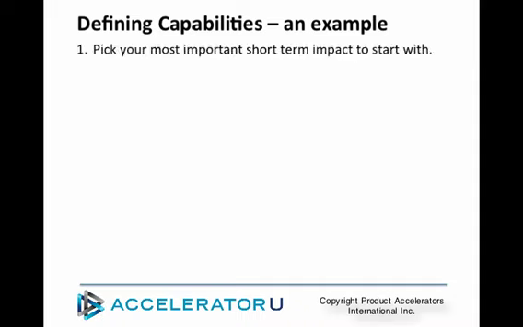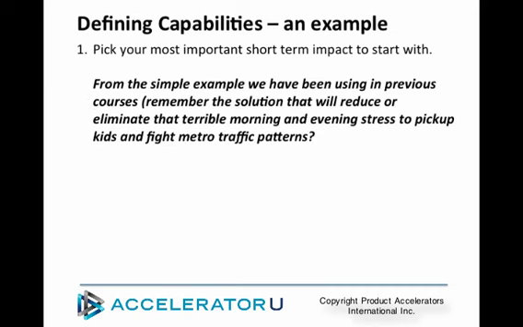Let's run through the process with a real example. We're going to touch briefly upon each step and focus primarily on the results, of course. Let's start. Step 1. Pick your most important short-term impact. The one we've selected is based on the same example we've been using from earlier courses. Do you remember the solution that will reduce or eliminate that terrible morning and evening stress to pick up kids and fight metro traffic patterns? Let's use lowering stress for parents or guardians.